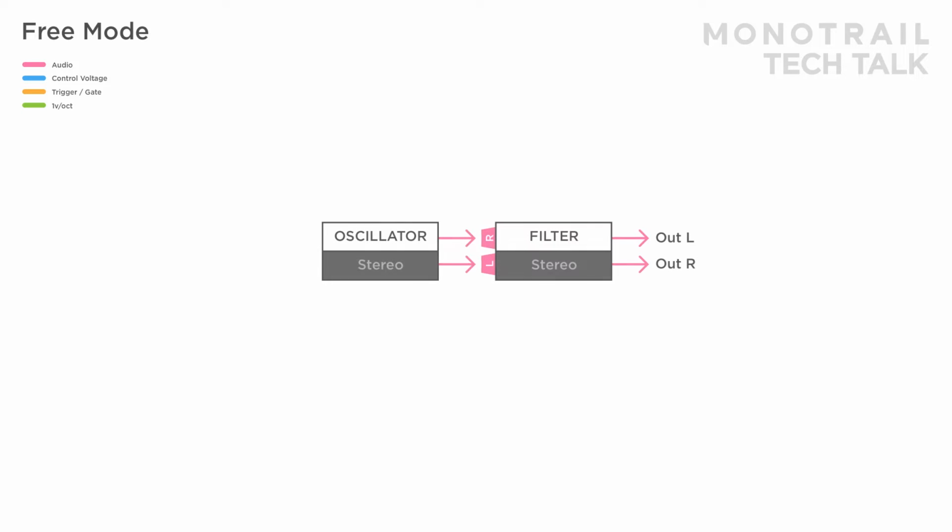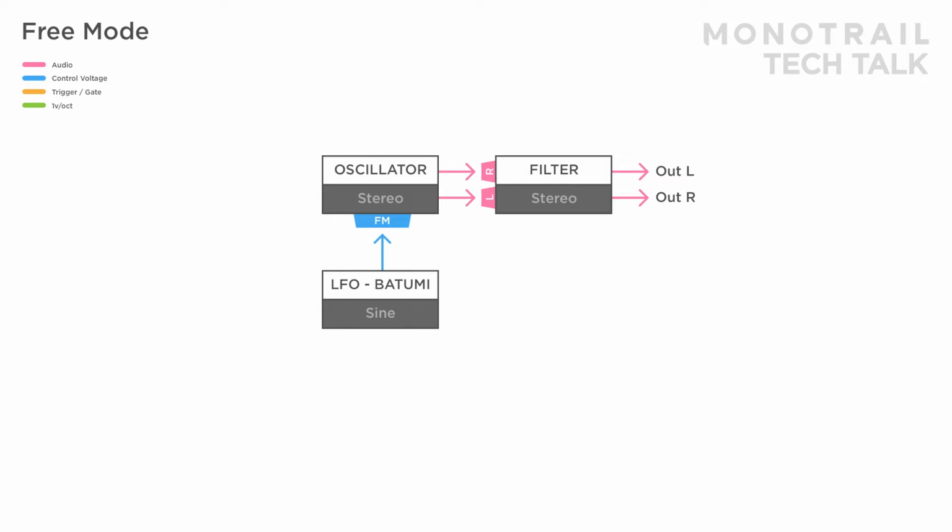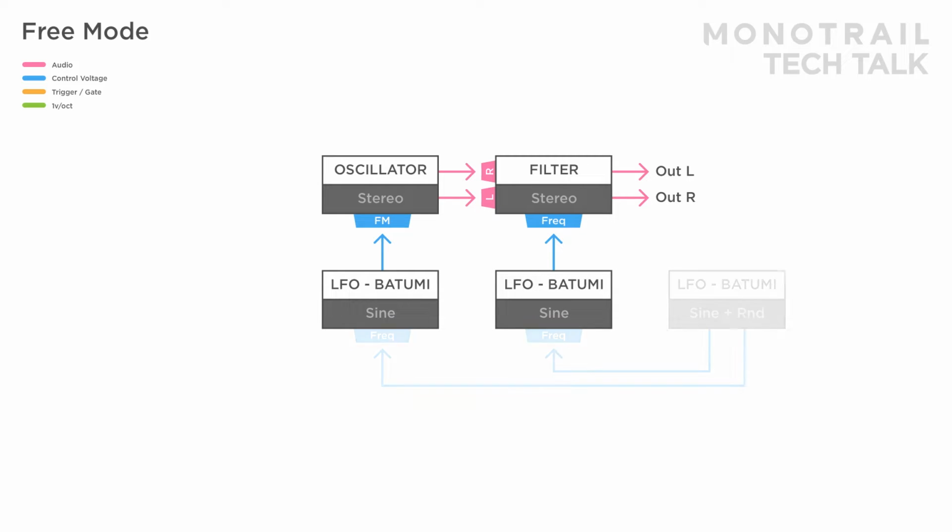Organic waves are great for drones as well. Here, a stereo oscillator is sent through a stereo filter for a basic sound. Again, two sine wave LFOs are modulating the oscillator and filter frequency. This time, a sine and smooth random are used to modulate the frequency of those oscillators.